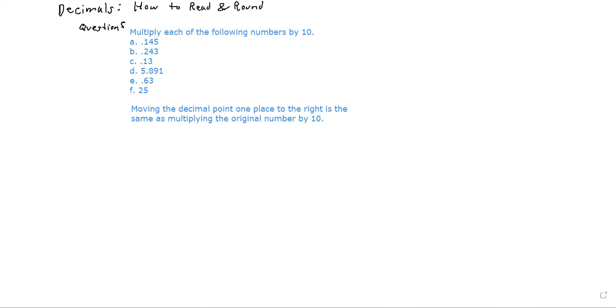This is question number 5. It's the high school assessment on decimals, how to read and round. Let's begin. The question states, multiply each of the following numbers by 10. And they give us a listing of numbers A through F.